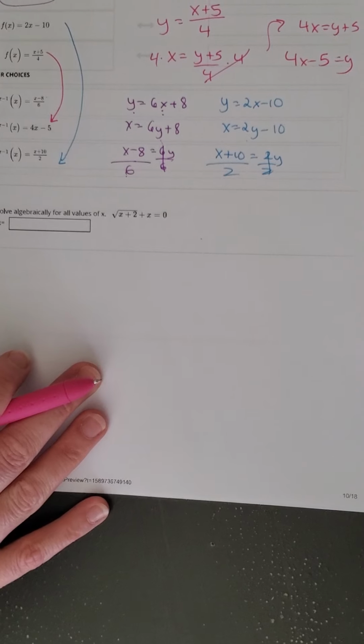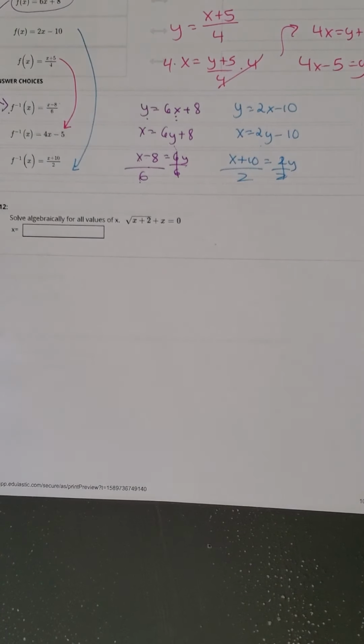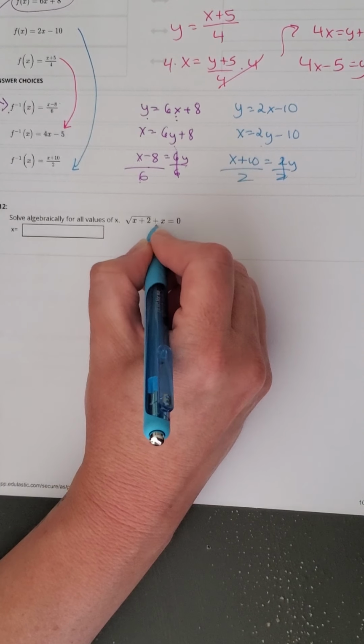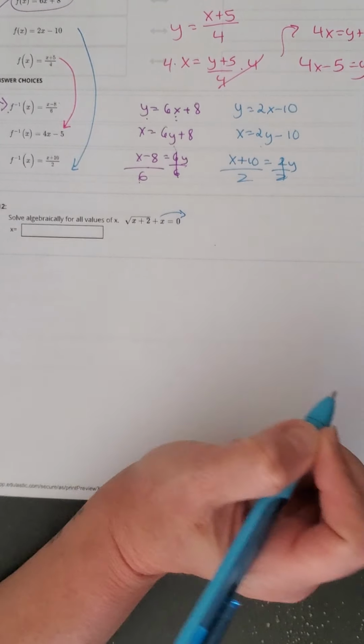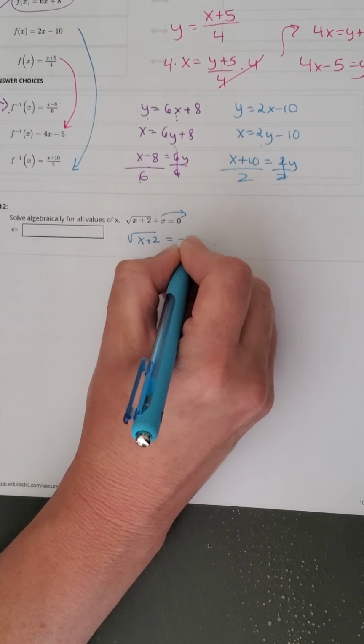All right, the next one says to solve algebraically. When we have a square root and another value, we want to move that value to the other side first before we start. So I'm going to move that value over. Then I'm going to square both sides, because my goal, remember, is to get x by itself, but I can't do that if it's under a radical. So these will reduce, and I get x plus 2 is equal to x squared.